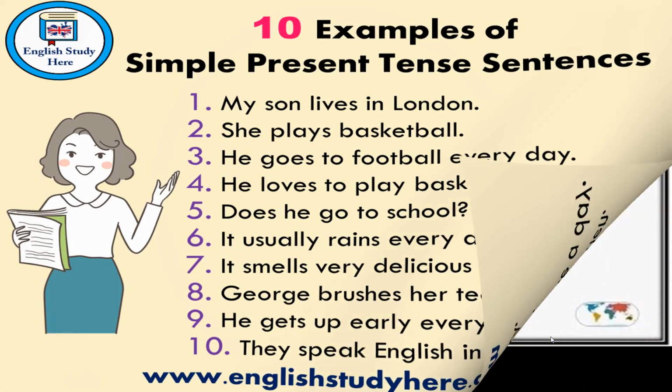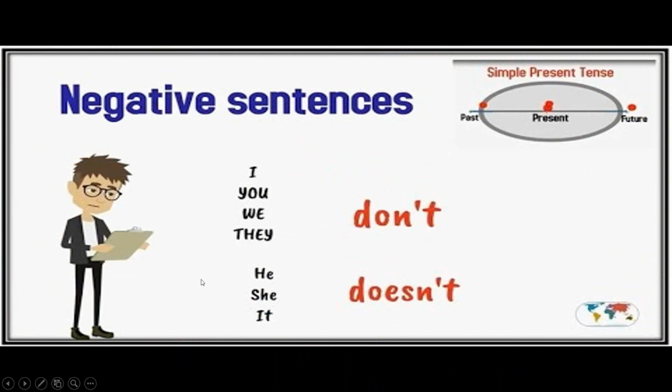Now moving to the next page. Okay, here we will learn how to change affirmative sentences into negative sentences, but in simple present tense. Again, you have to take care of singular and plural noun and pronoun and singular and plural verb, children. See here.